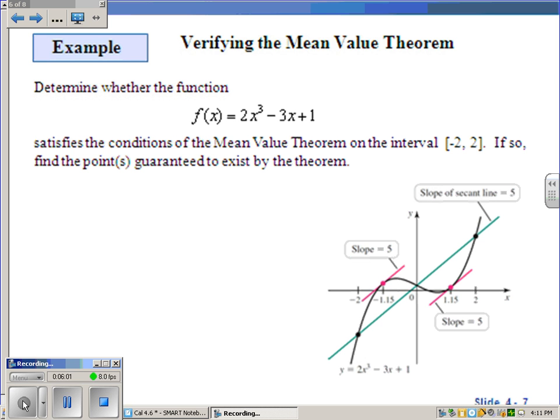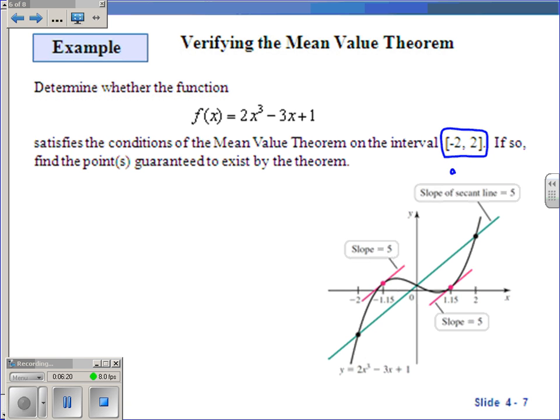We've got a function f of x equals 2x cubed minus 3x plus 1, and I want to show that it satisfies the conditions of the mean value theorem. Well, it's a polynomial, so it's continuous and differentiable. The endpoints do not have to be the same. So I'm looking at the interval from minus 2 to 2. My a is negative 2 and my b is 2. I want to see what the slope of that secant line going through those two endpoints will be.